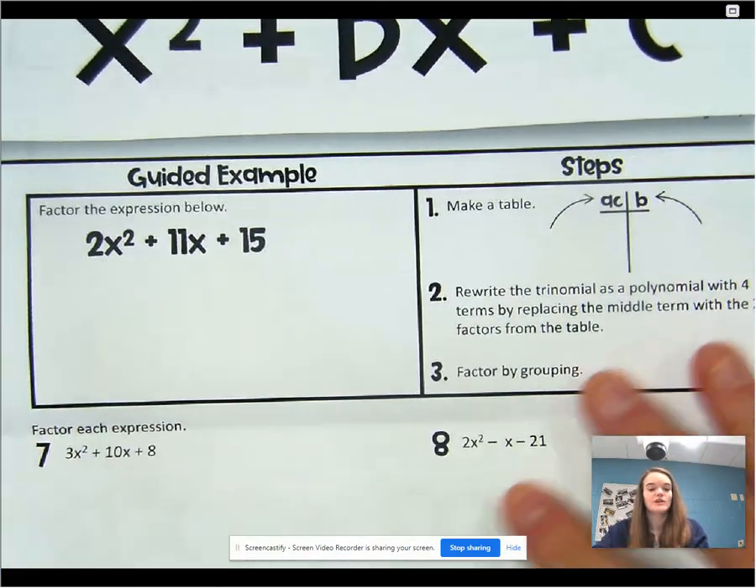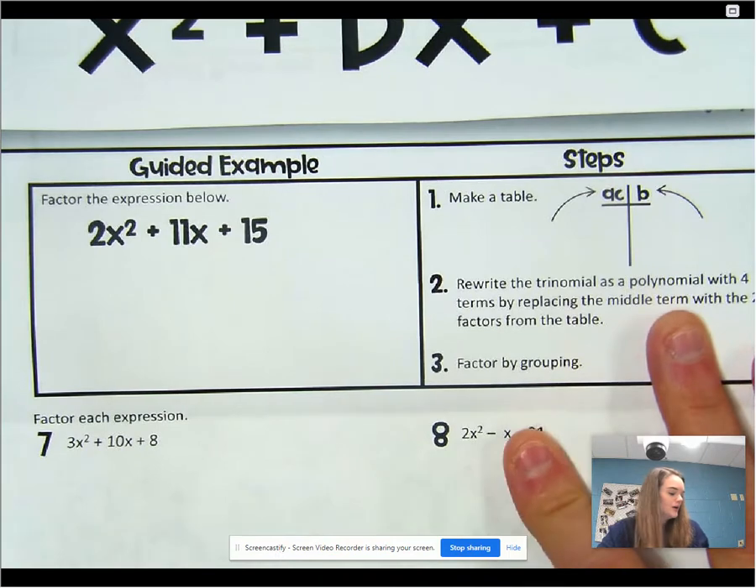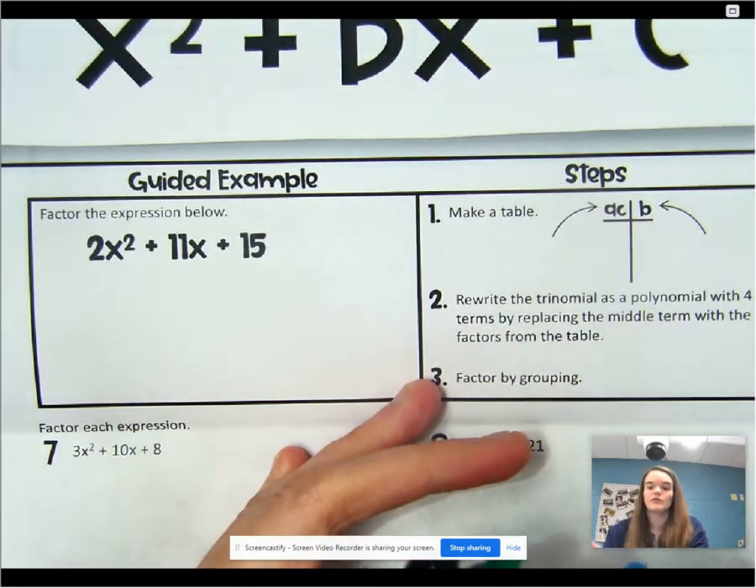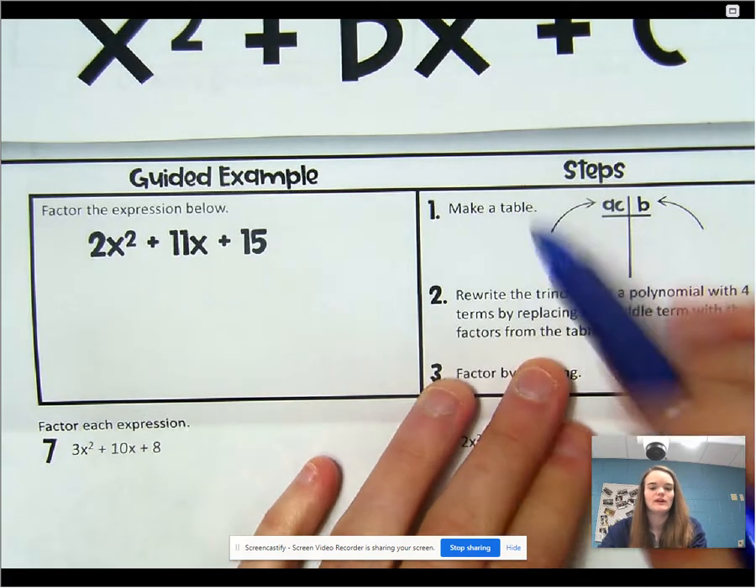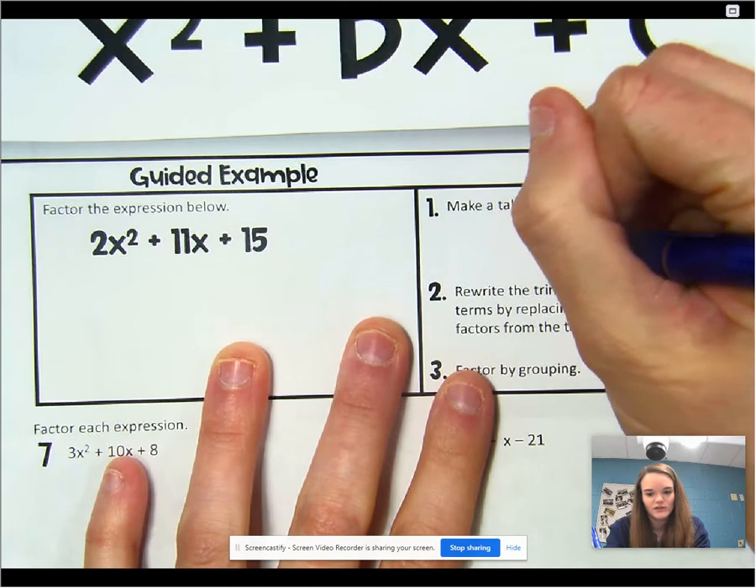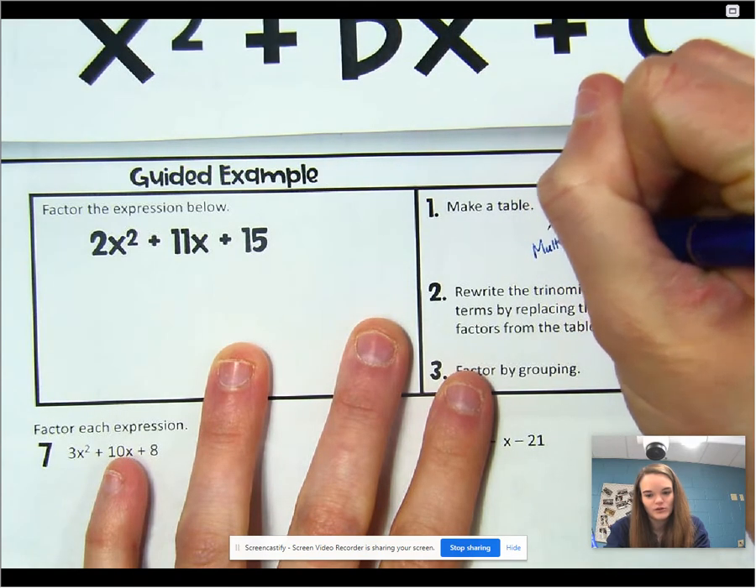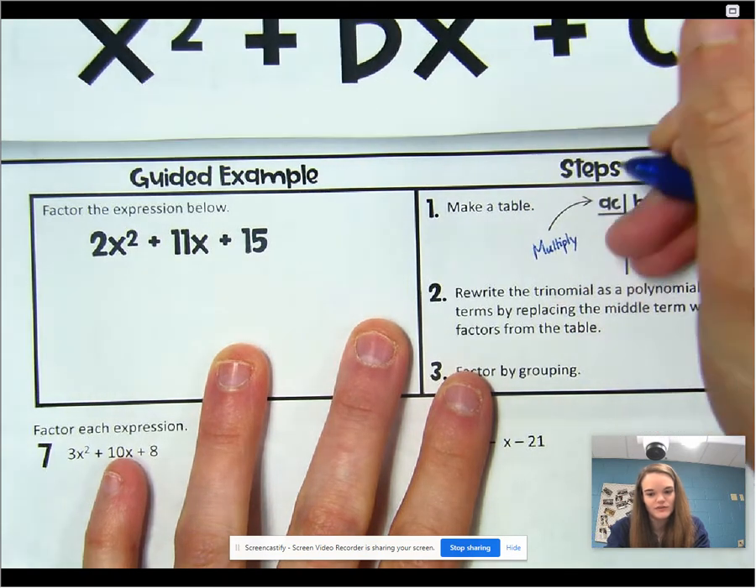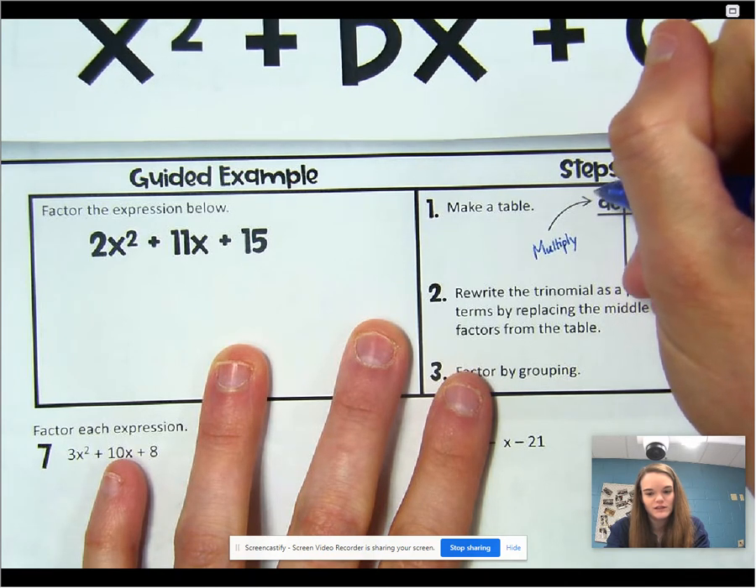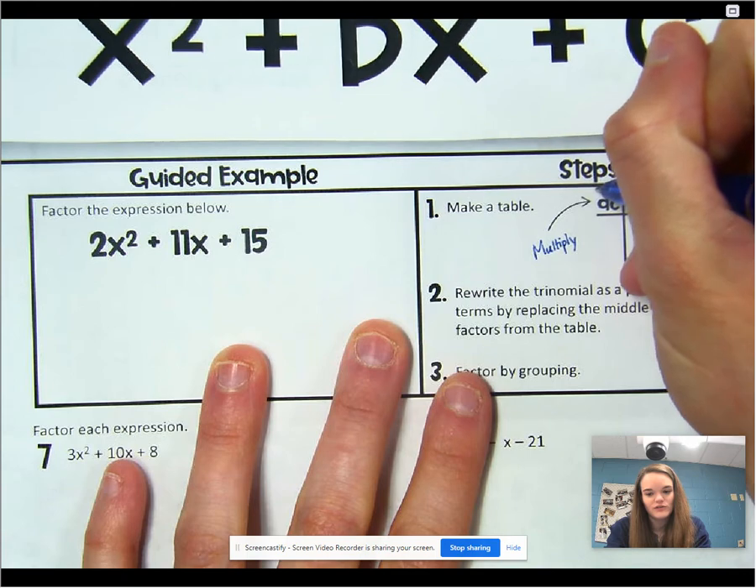Well, it says factor the expression below: 2x squared plus 11x plus 15. And here's what we're supposed to do. We're first supposed to make a table, just like we have been doing. But this time the table is a times c. So we want to multiply. We're looking for factors of a times c. And a times c this time is 2 times 15, and 2 times 15 is 30.